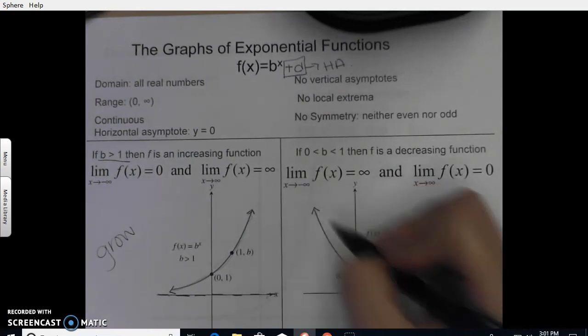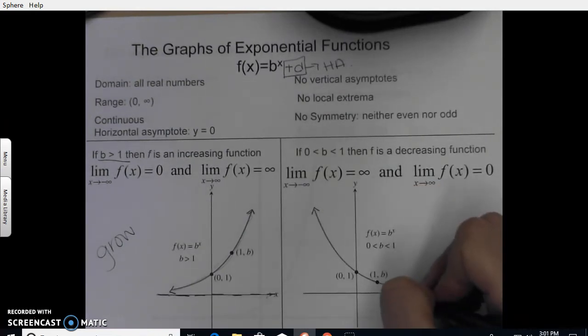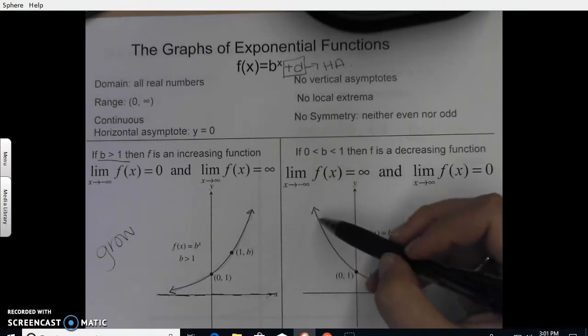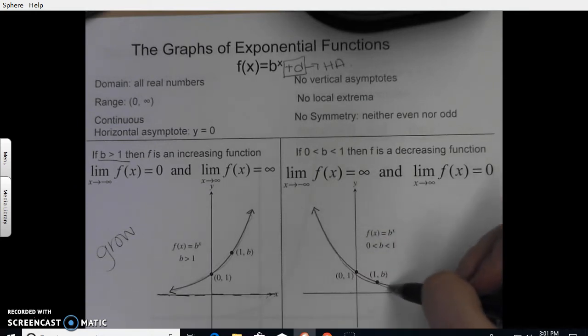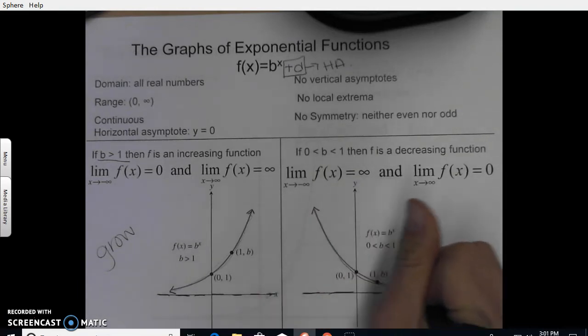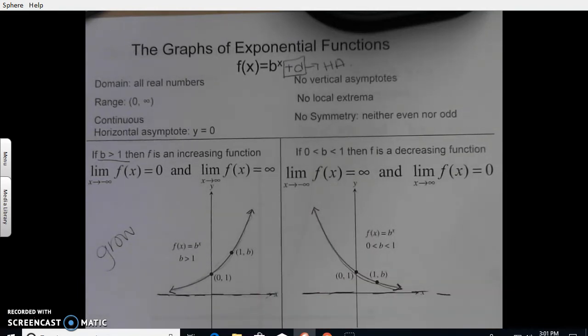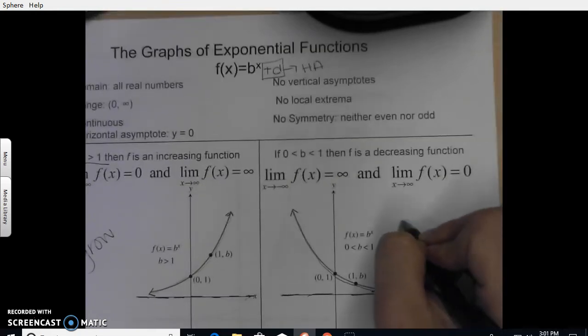And here, to our right, we are decreasing. As we go from left to right, our y values are getting closer and closer to 0, which is our horizontal asymptote. Therefore, this is decaying.